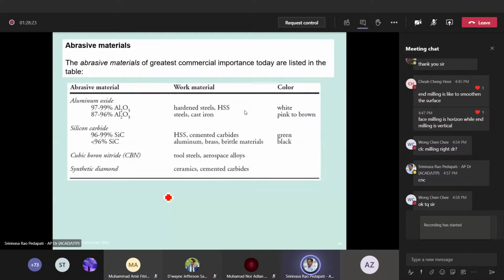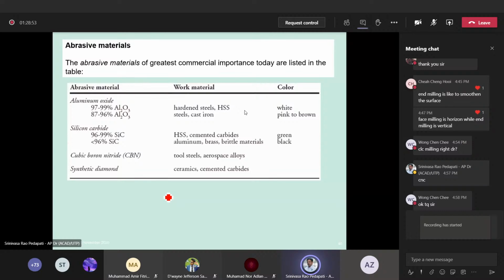So what are the materials that we use for these abrasive particles? They are listed here. The abrasive material is aluminum oxide, which may be 97% to 99% aluminum oxide, whereas silicon carbide may be 96 to 99%, and then CBN, that is cubic boron nitride, and synthetic diamond. So these are the abrasive particles.